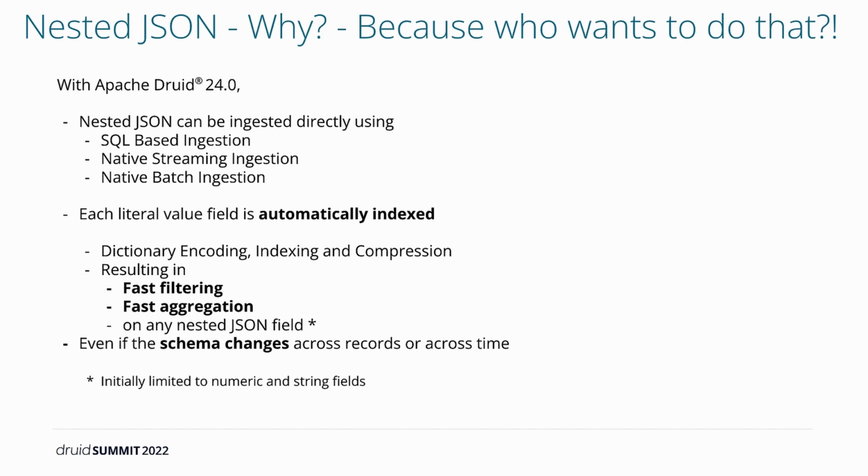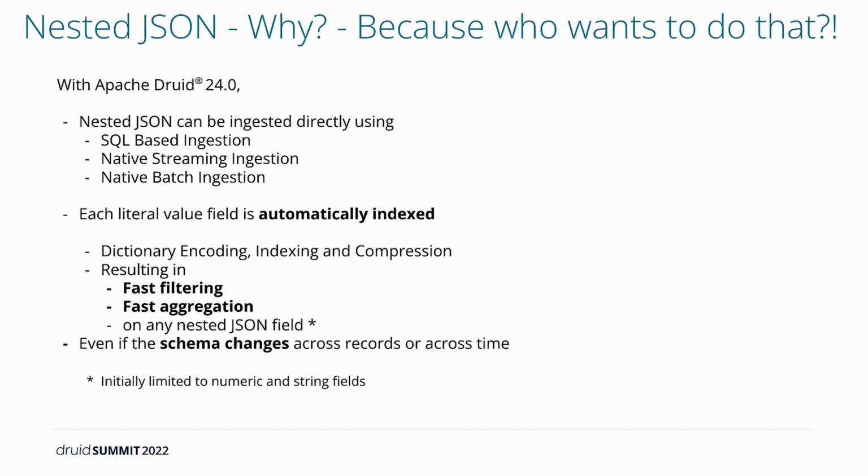So with Druid 24, nested JSON is ingested directly. It can be done through SQL-based ingestion or through either native streaming or native batch ingestion. All of the literal values within the JSON structure are automatically indexed. That means they each get the dictionary encoding, they each get indexed, and they each get compressed, which results in fast filtering and fast aggregation on any of the JSON fields without having to do any mapping ahead of time.